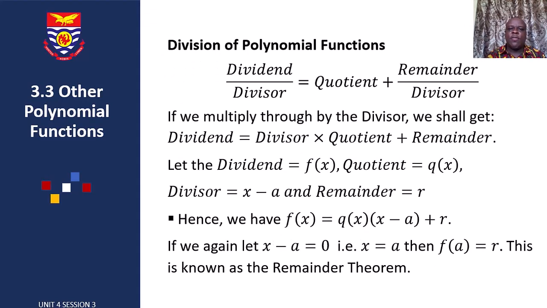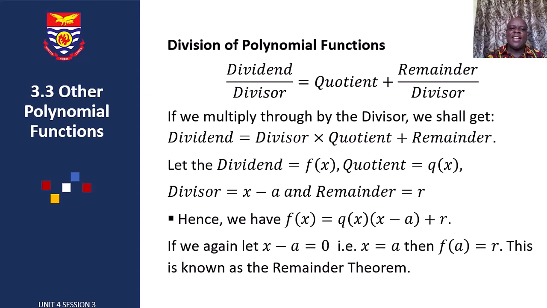Division of polynomial functions. If you have a polynomial function being divided by another polynomial function, the one at the top is called the dividend. Then the one that is doing the division is the divisor. And if you carry out this division, the answer can be expressed as the quotient.